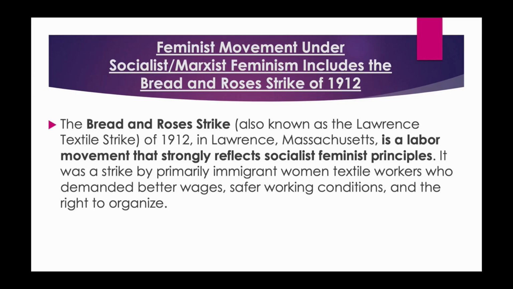An example of a feminist movement under socialist or Marxist feminism is the Bread and Roses strike of 1912. The Bread and Roses strike, also known as the Lawrence Textile Strike of 1912 in Lawrence, Massachusetts, is a compelling example of a labor movement that strongly reflects socialist feminist principles. It was a strike by primarily immigrant women textile workers who demanded better wages, safer working conditions, and the right to organize. So these are the three key aspects of feminist theories: the radical, the liberal, and the socialist feminism, and then some of the feminist movements under such theories.